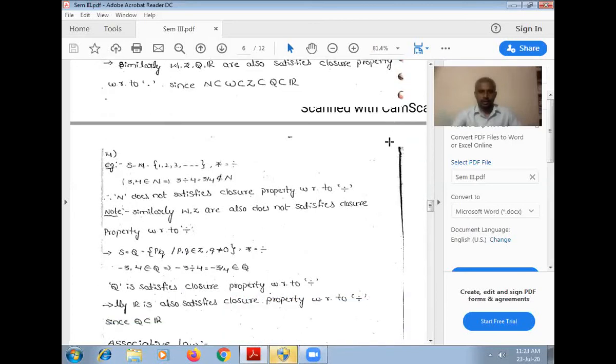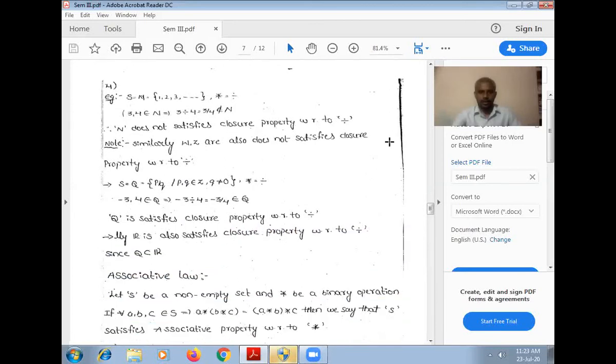I am going to another example here, taking another binary operation. Now let's consider S equal to the natural number set N and star equal to divide. So 3, 4 belongs to N. So 3 divided by 4 equal to 3 by 4. 3 by 4 is not a natural number, because 3 by 4 is a rational number. So 3 by 4 does not belong to N.